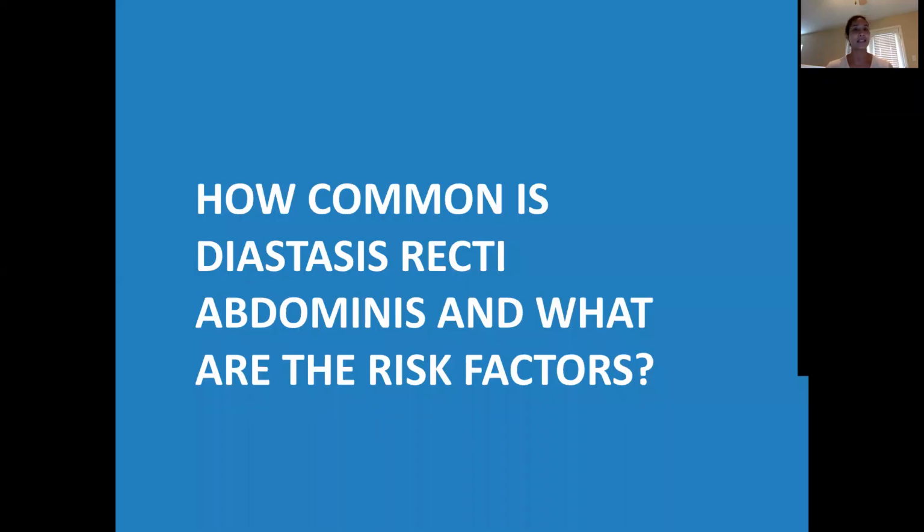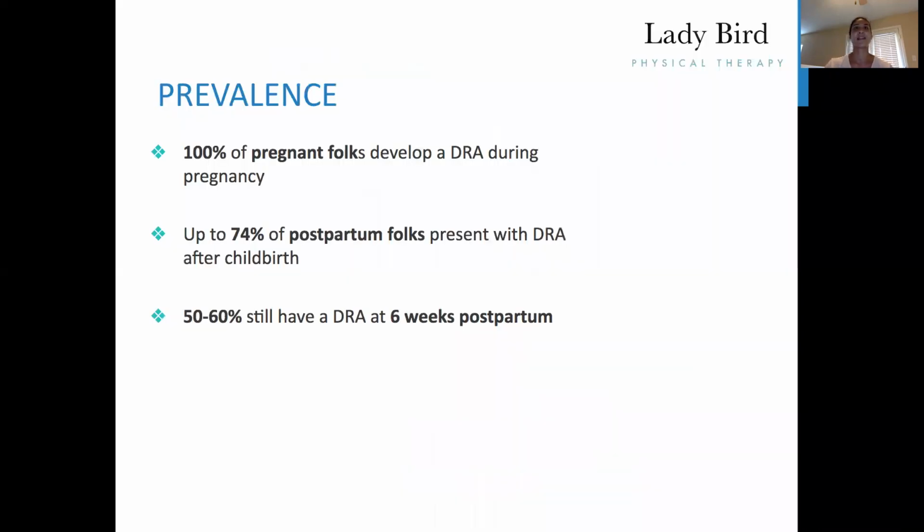So how common is this condition, and what are some of the factors that contribute to developing it? So here's some stats for you. 100% of pregnant folks will develop a diastasis during pregnancy. And then up to 74% of postpartum folks will have a diastasis immediately after childbirth. And then 6 weeks after childbirth, 50 to 60% will still have a diastasis.